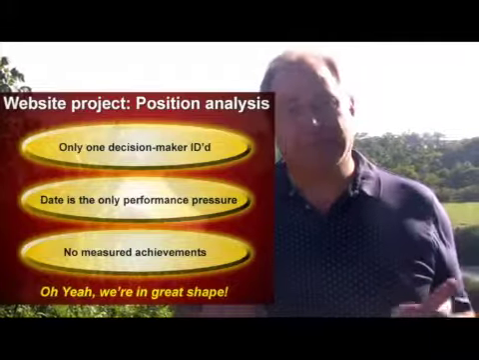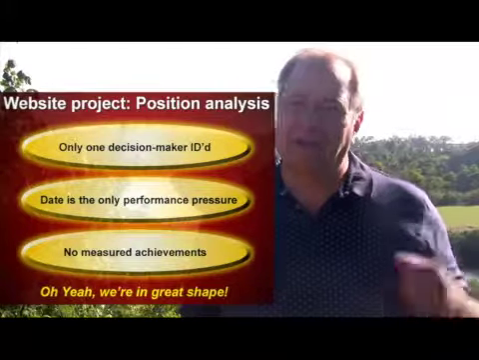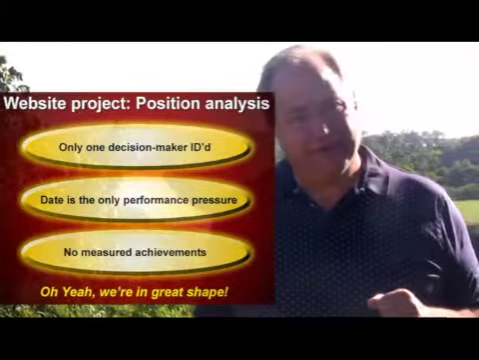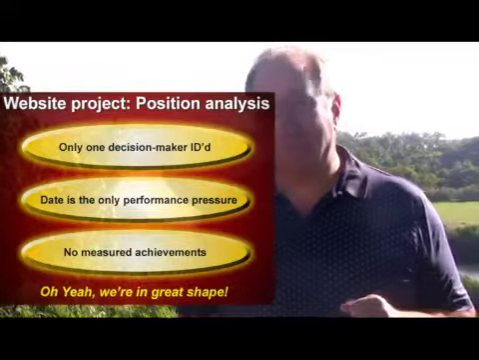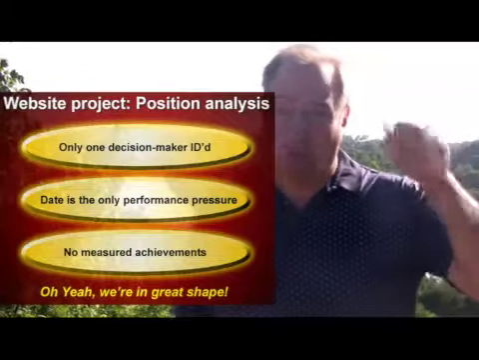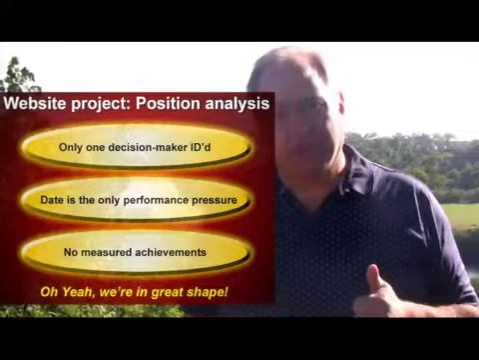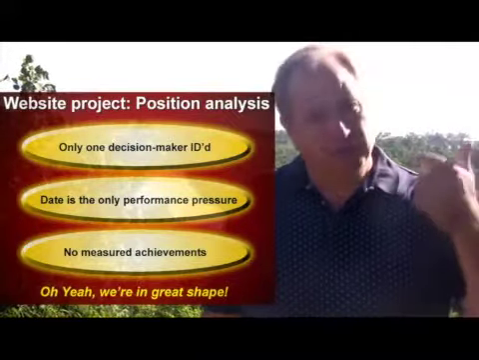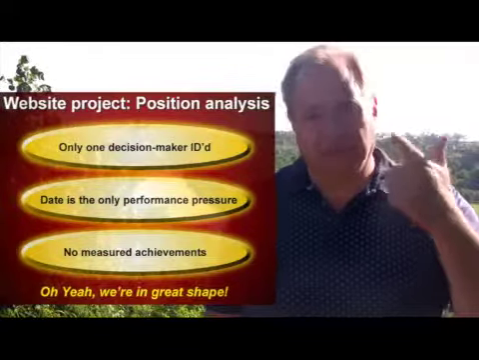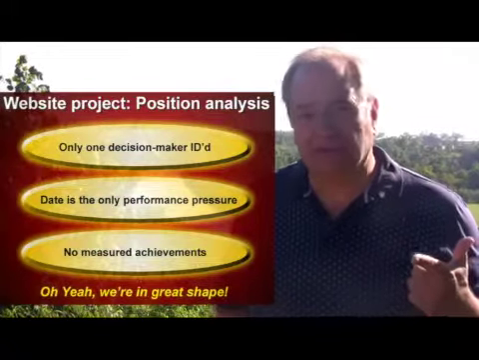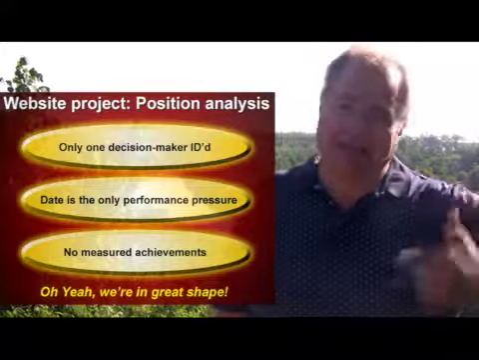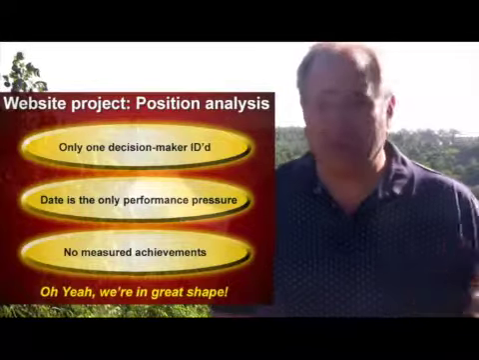Let's assess our position first. How many decision makers have we identified that this project's going to influence? The answer is 1. Do we have any performance pressures we've identified? Yeah, the due date from the executive. We have that one. There's nothing else that's measurable. And last, we haven't talked about any measured achievements.